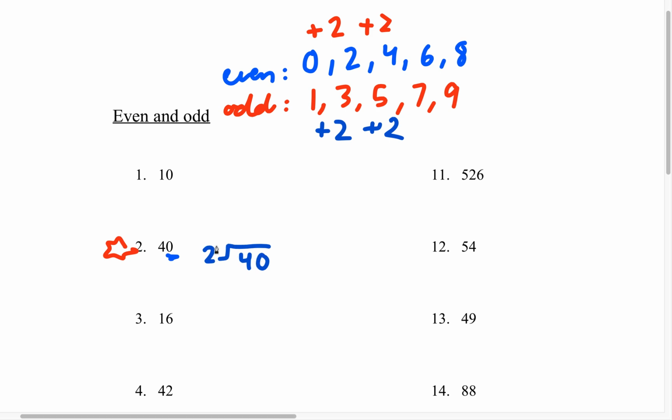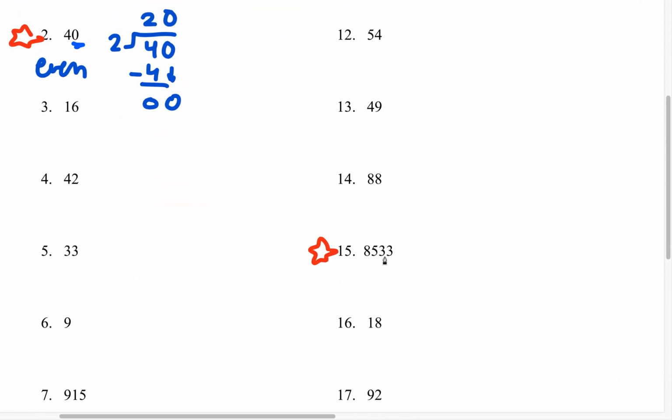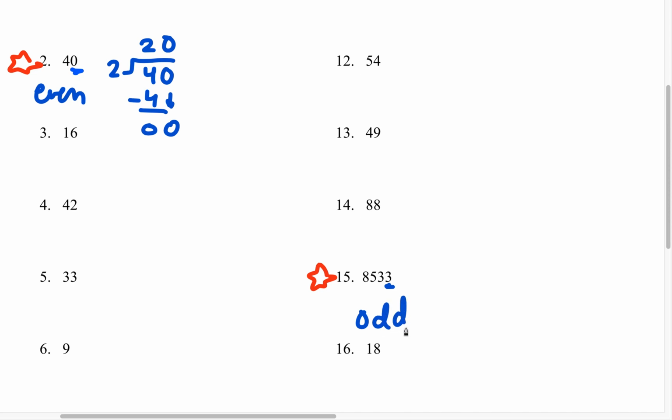So 40 divided by 2. How many times can 2 go into 4? 2. 2 times 2 is 4, 0. Bring down the 0, 2 goes into 0 zero times. Okay, so basically it's 20. There's no remainder, therefore it's even. Also, if you look at the last digit, since it's a 0 and it follows this rule, this is even. For this one, don't get distracted by all these numbers, only look at the end. If it's 3, basically it's not in the evens category, so it's going to be in the odds category. So this is going to be odd.